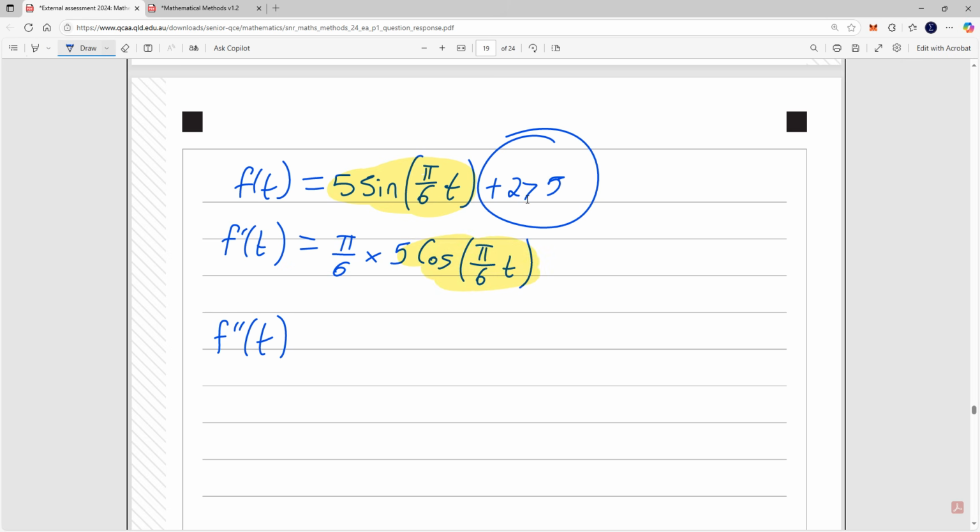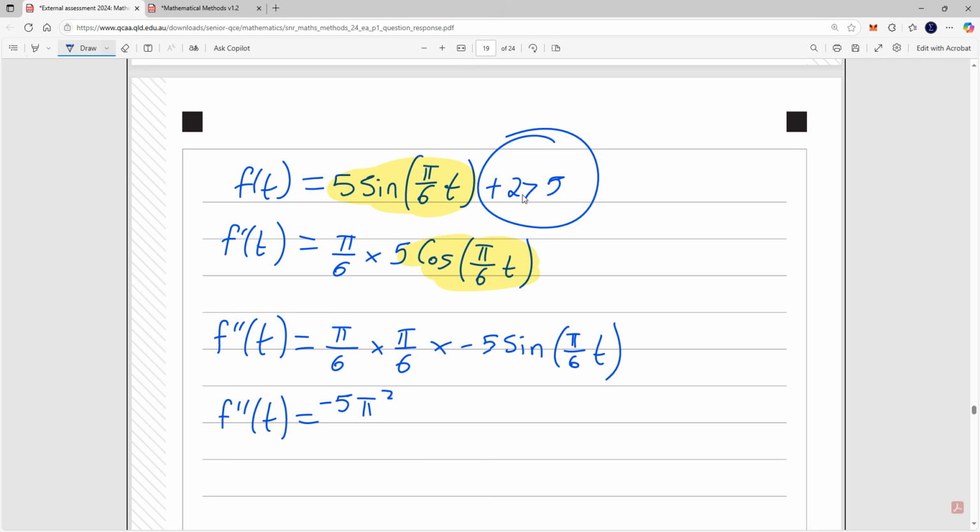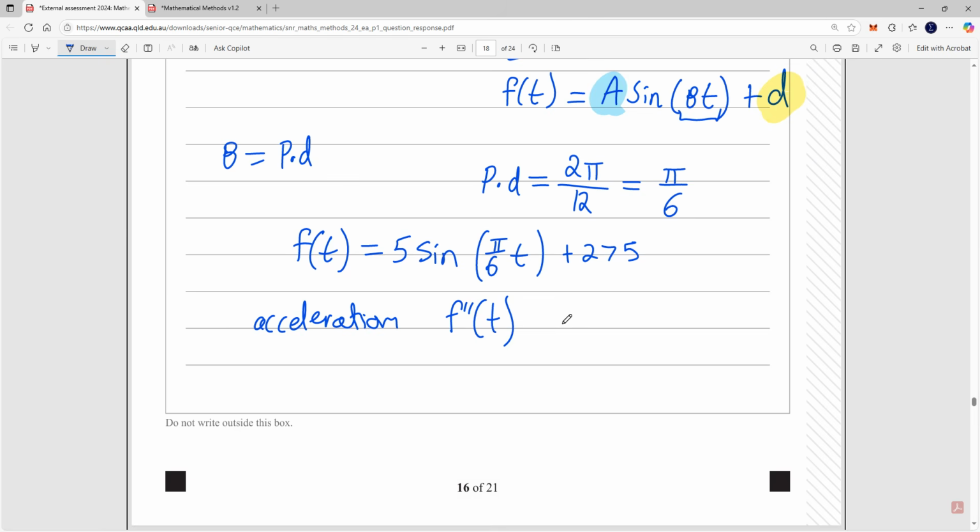So cos will turn to negative sine and bring out that pi over 6. So it's going to be pi over 6 times pi over 6 times minus 5 sine pi over 6t. Which gives us, if we simplify that a little bit more, negative 5 pi squared over 6 times 6, which is 36, sine pi over 6t. Okay. Believe it or not, that wasn't the tricky bit.